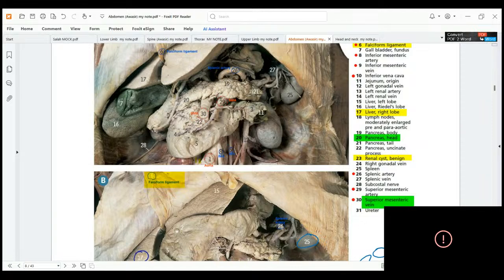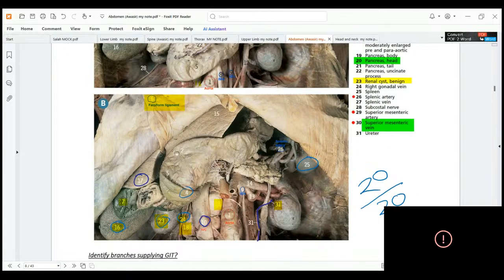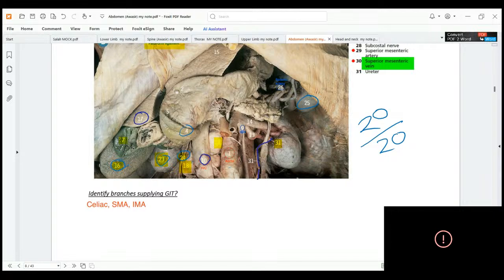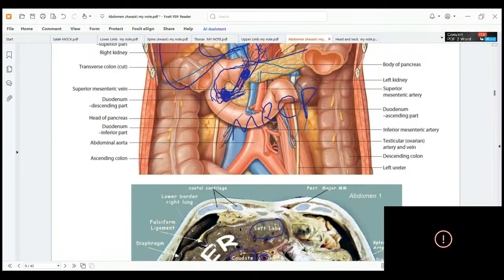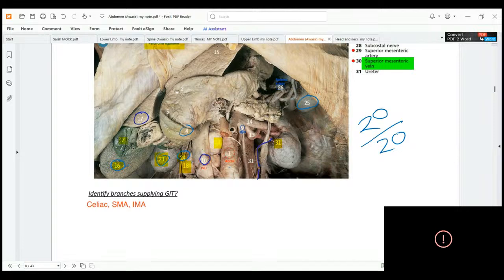Superior mesenteric artery, splenic artery, falciform ligament, aorta, inferior mesenteric artery, inferior mesenteric vein, falciform ligament, inferior vena cava, aorta, splenic artery. Okay. 31 is the ureter. This is the kidney. From the kidney it is coming down.